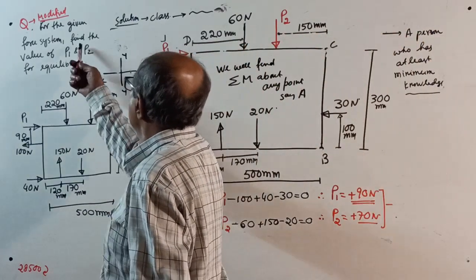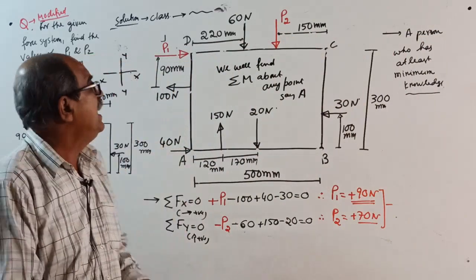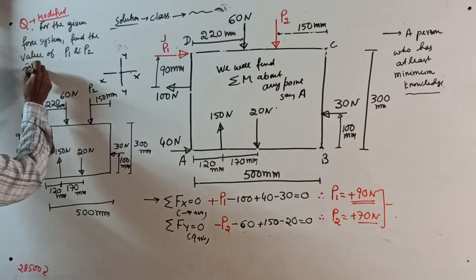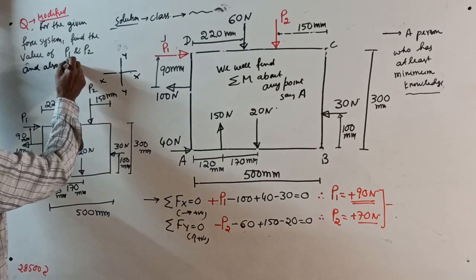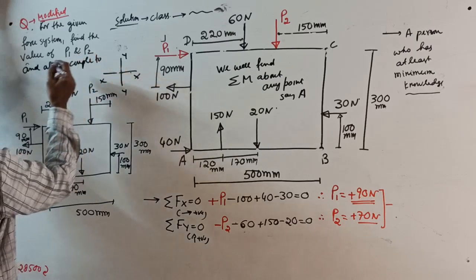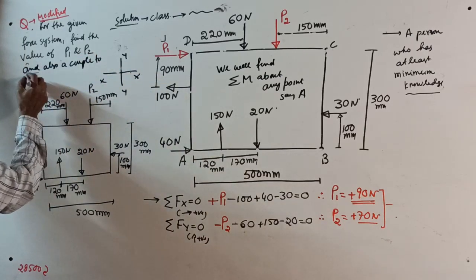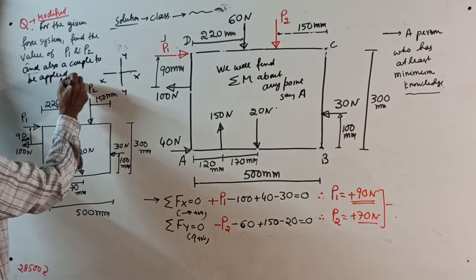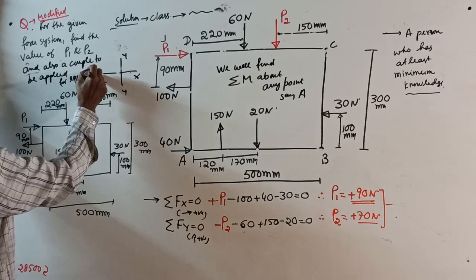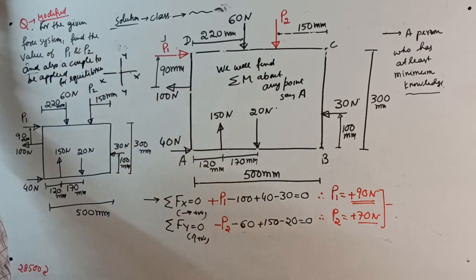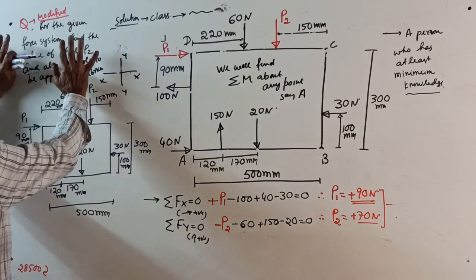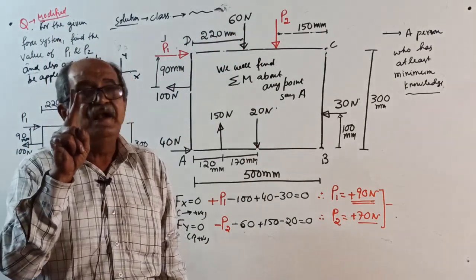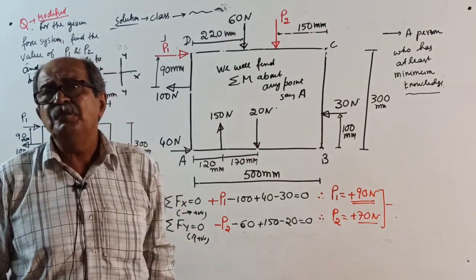For the given force system, find the value of P1 and P2, and also a couple to be applied for equilibrium. Now the question is correct. This is the modified question. For the given force system, find the value of P1 and P2. How many unknowns? Two unknowns. And also a couple to be applied for maintaining equilibrium.